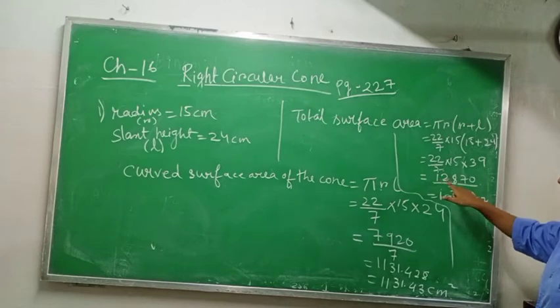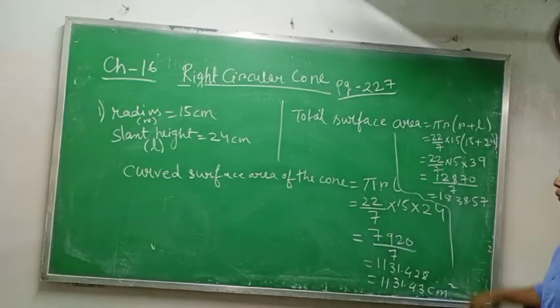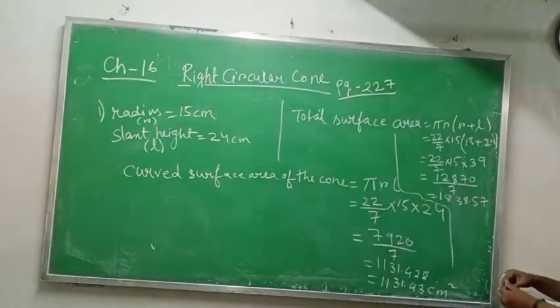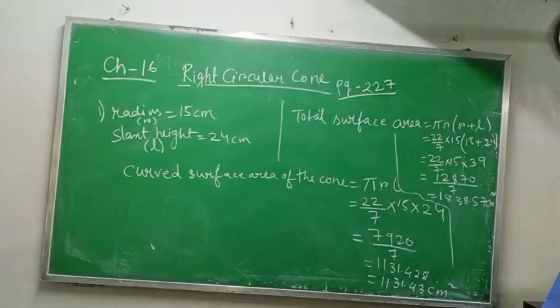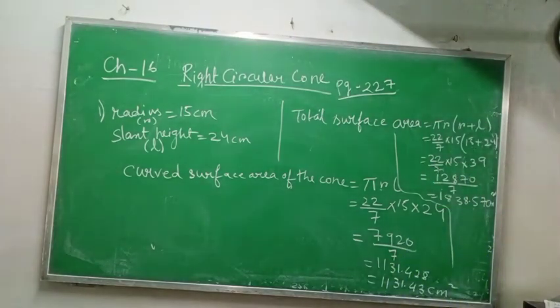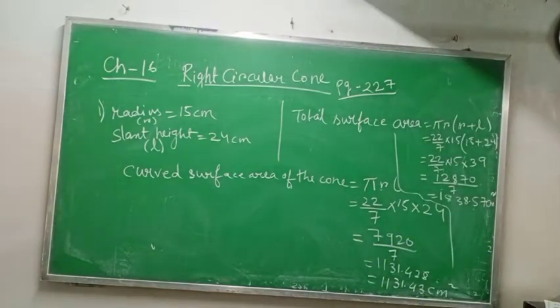So after multiplying, you are getting this much divided by 7. When you divide this, you will get 1838.57 centimeter square. So in the last, what will be your answer? Curved surface area is 1131.43 centimeter square and total surface area is 1838.57 centimeter square. Copy this one.